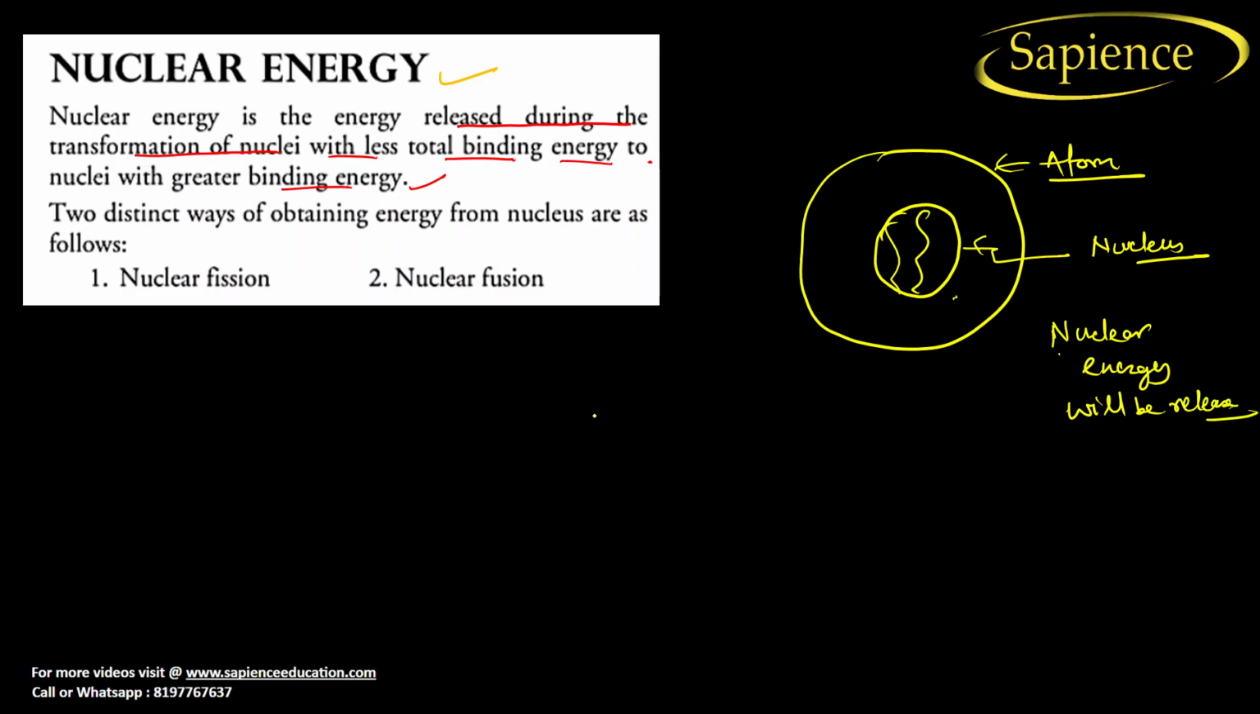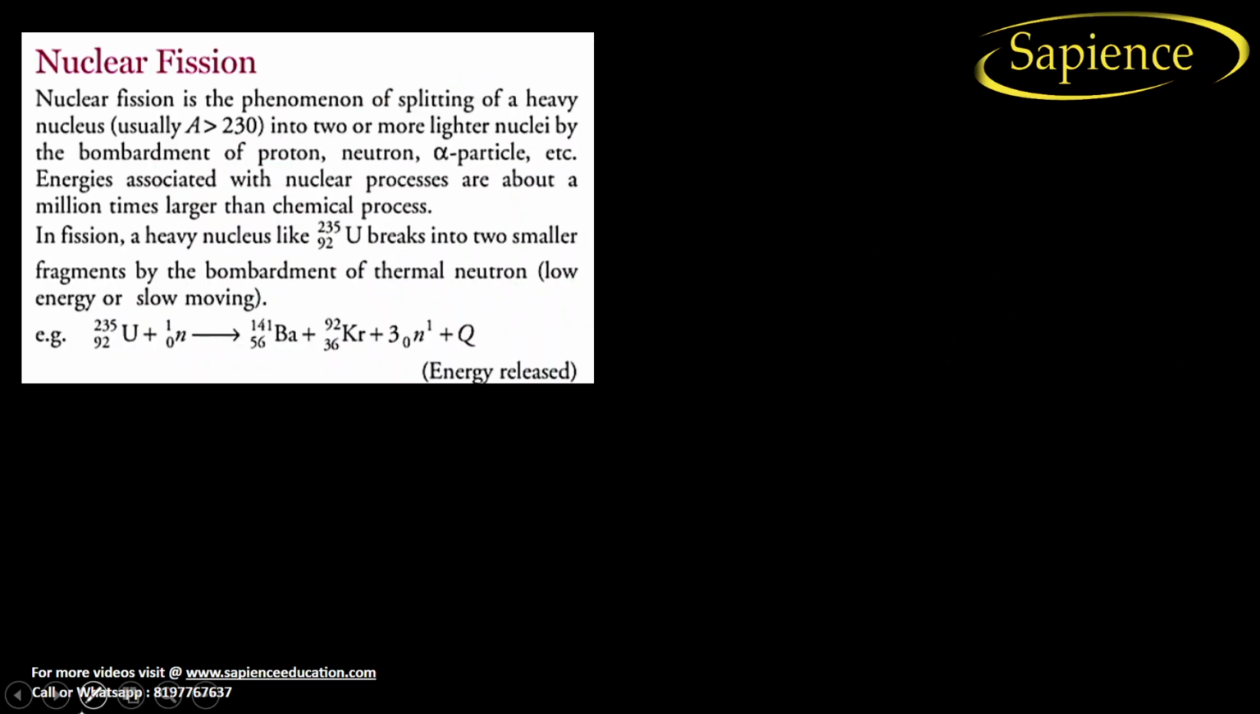Now, there are two distinct ways of obtaining energy from the nucleus: nuclear fission as well as nuclear fusion, right? So let us go one by one. First of all, I will talk about nuclear fission. Nuclear fission is the phenomenon of splitting of heavy nuclei, usually with atomic mass number greater than 230.